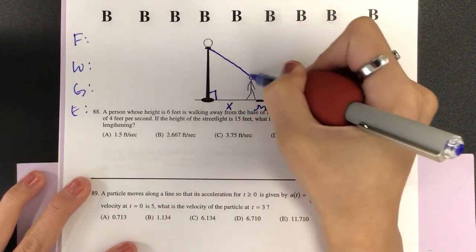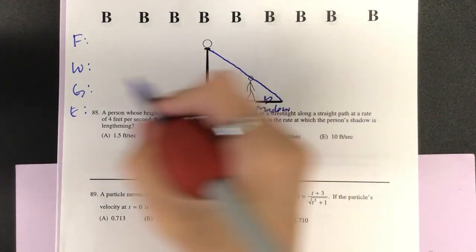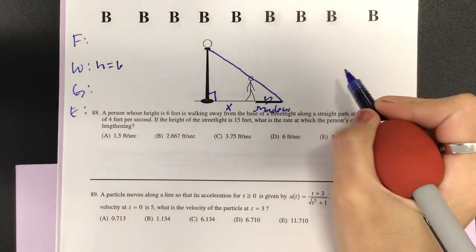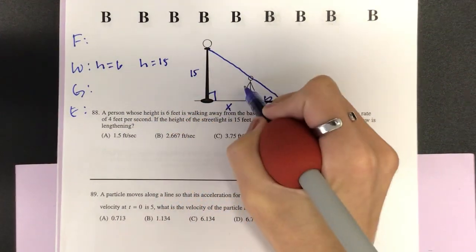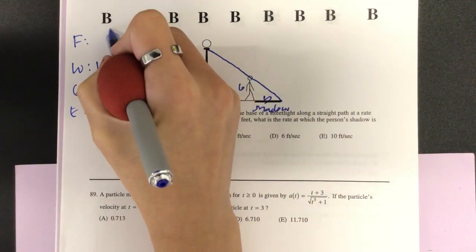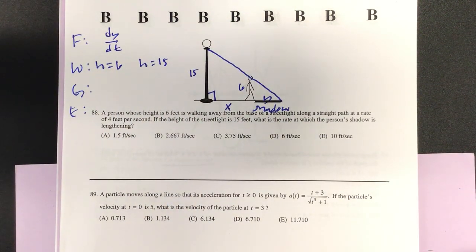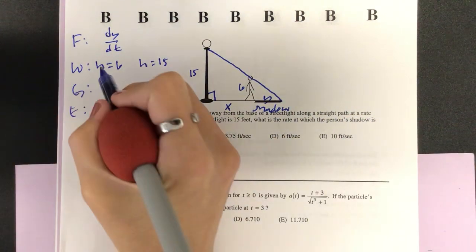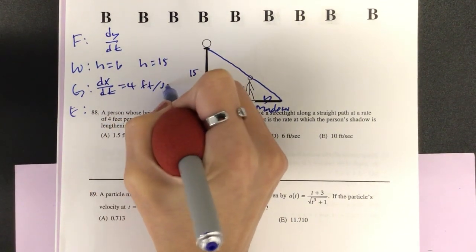And then go ahead and complete your hypotenuse. So how many right triangles do I have here? I have a small one on the right, and as a whole, I have a big one. Do we all see that? Okay? And it says a person is how tall? 6. So it's saying my height is 6. And then also we have the height of the pole. How tall is the pole? 15. Let's put that in. 15 and 6. And we're looking for the person's shadow lengthening. The shadow is lengthening. That's dy over dt. And they gave us some other rate. It says the straight path at a rate of 4 feet per second. So that's going to be dx over dt. It's 4 feet per second.